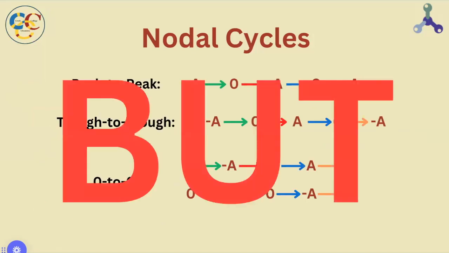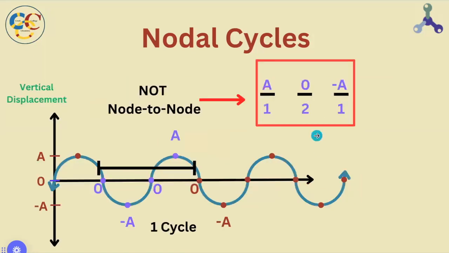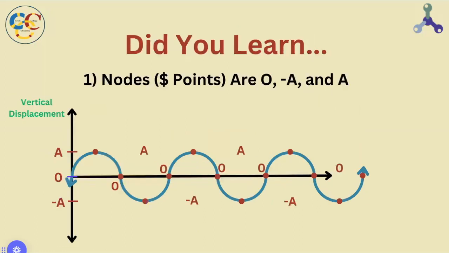Hold on a second. What about all those times when our cycle doesn't begin and end at a node? Well, in each case, if we start and end not at a node, we pass through 2 zeros, 1 max, and 1 min. So did you learn the following?